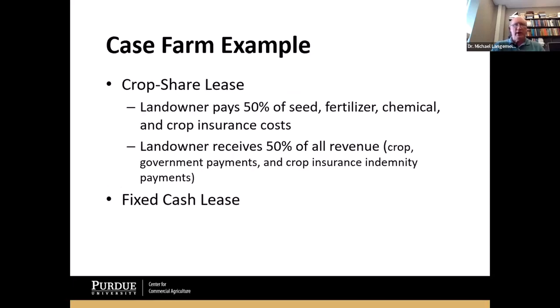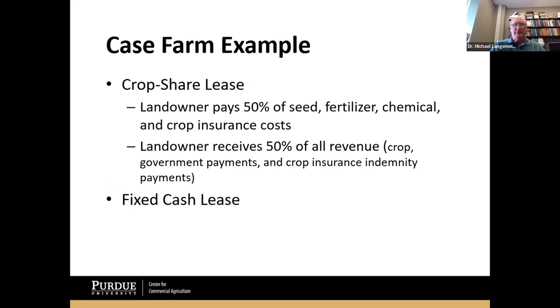So first of all, the crop share. This is very standard here. Landowner pays 50% of seed, fertilizer, chemical, and crop insurance costs. Typically, the landowner buys their own crop insurance, but in this example, I'm assuming they have the same coverage level as the operator. And so I realize that they don't buy crop insurance together. That's what I'm assuming here.